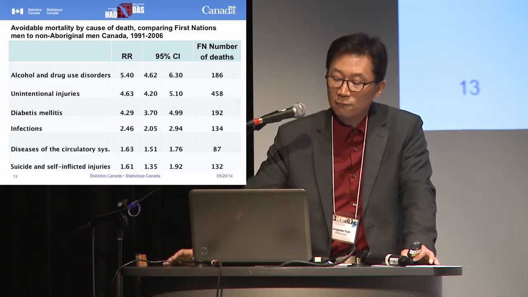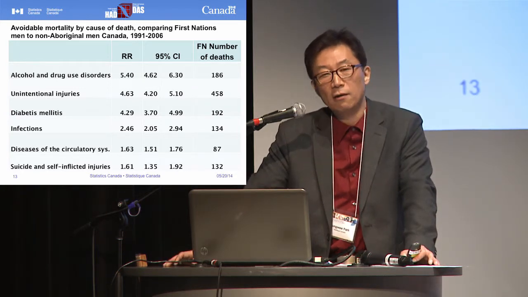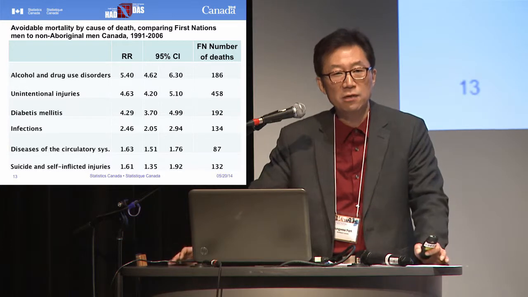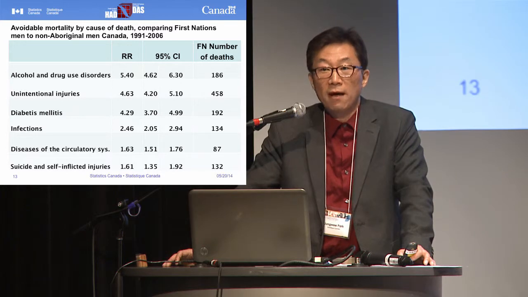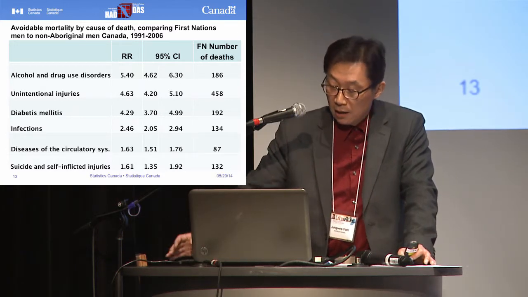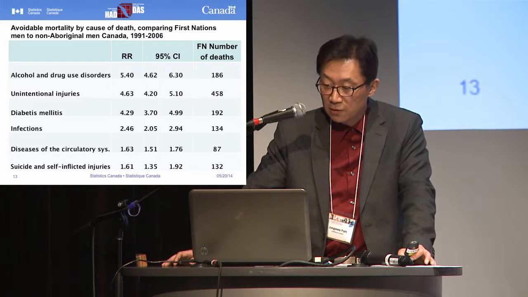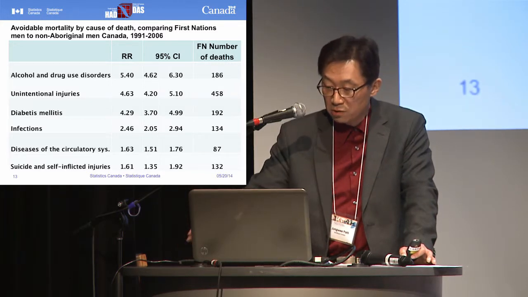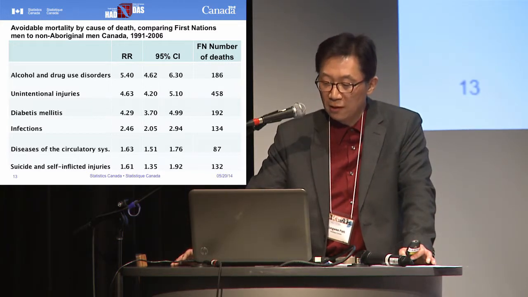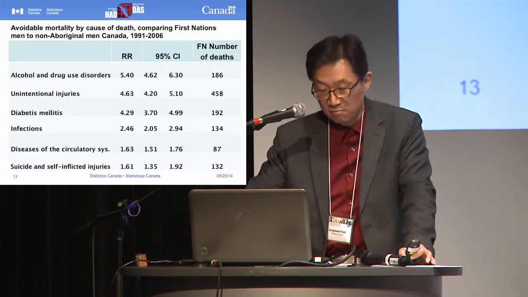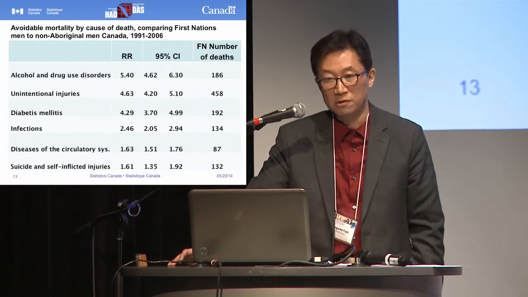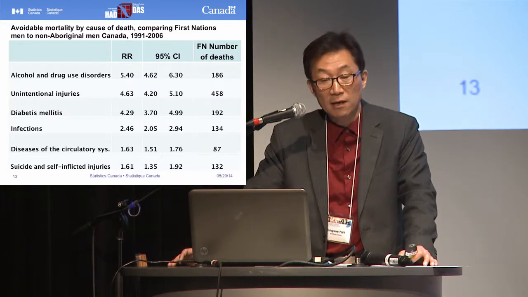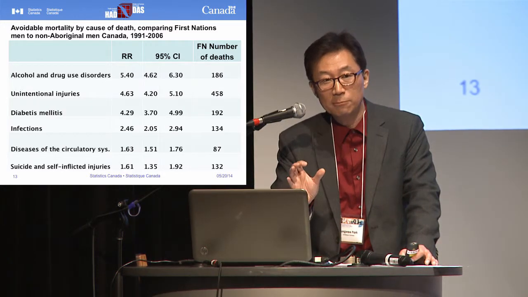And I added a First Nations number of deaths because for certain cases the rate ratio is high, so the disparity looks big, but maybe the number of deaths is really small. So we have added the First Nations number of deaths as well, but we don't have a problematically small number of deaths. But as you can see, alcohol and drug use disorders as an underlying cause of death, that is the place. That is the specific cause of death.